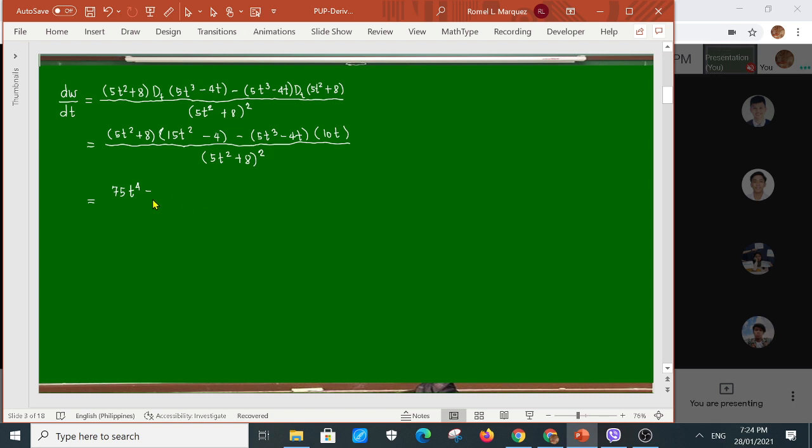Okay, guys? Tsaka yung iba, nako, kung ano-ano pinagsasabit na file. Sinabing mag Google Sheets. 75t to the 4th. What comes next? Negative 20t squared. Okay? And then plus, what about 8 times 15?